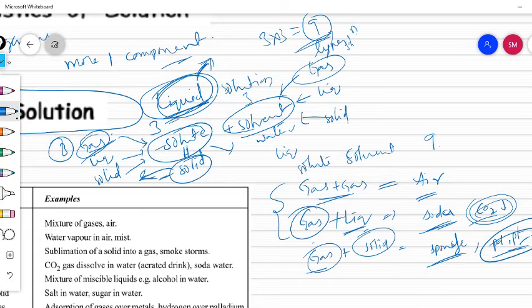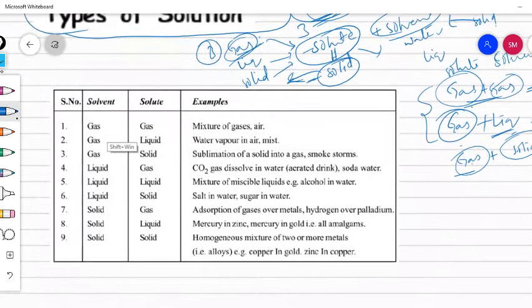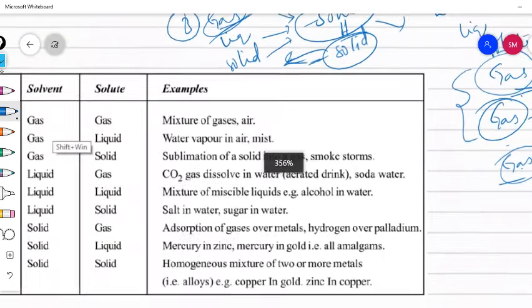So, based on the phase of the solvent and the solute: if it is a gas mixture, it is air; if it is a gas-liquid mixture, it is soda; if it is a gas-solid mixture, it is sponge. So here I have given the total types of systems of solutions.